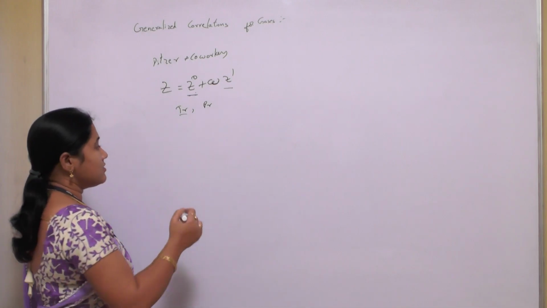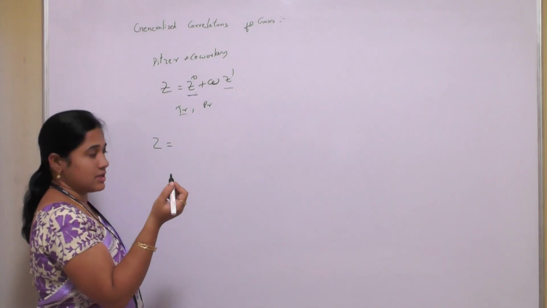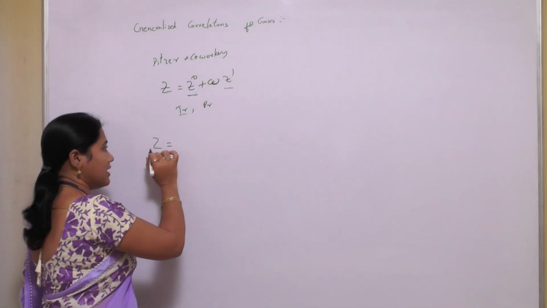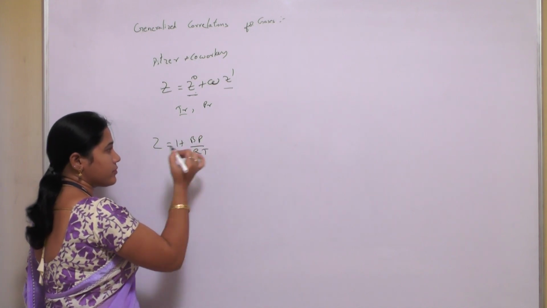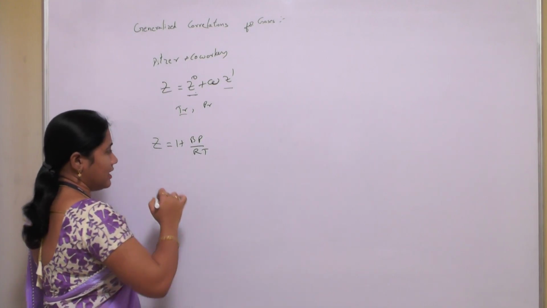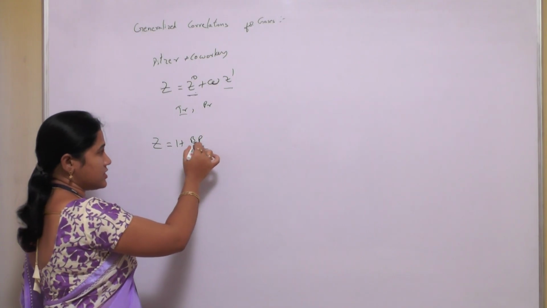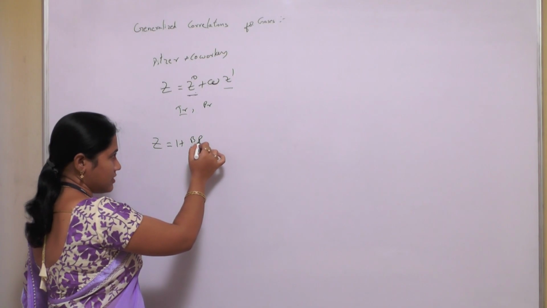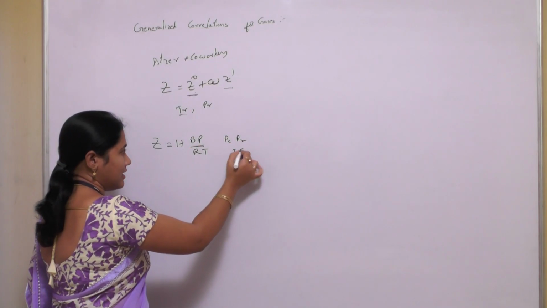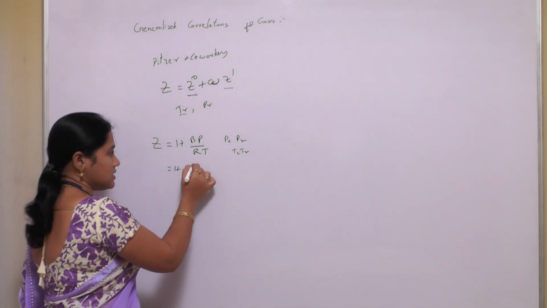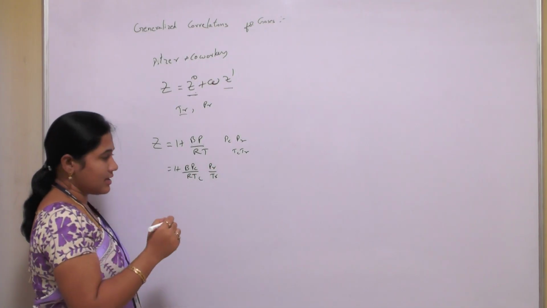And later, Pitzer developed a second correlation. We know from the virial equation that Z equals 1 plus BP by RT. This is the two-term virial equation, and B is the second virial coefficient. If you represent this equation with P as Pc and Pr, and T as Tc and Tr, the equation becomes 1 plus B Pc by R Tc times Pr by Tr.